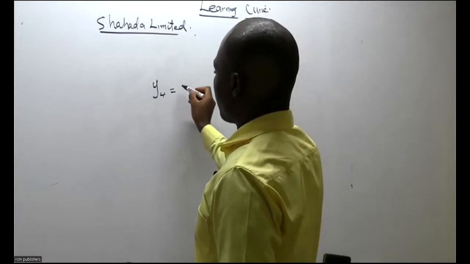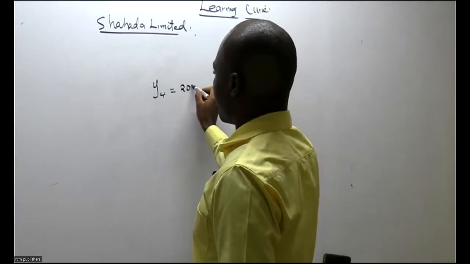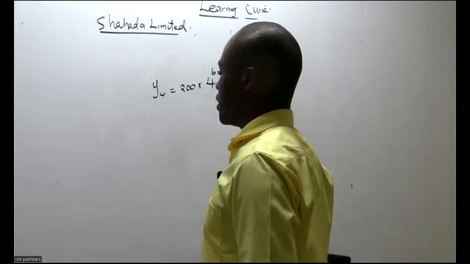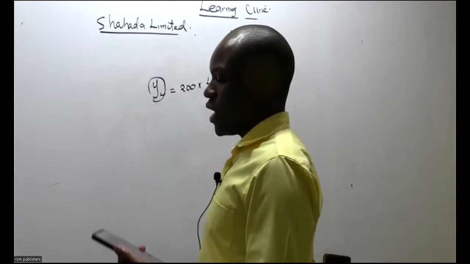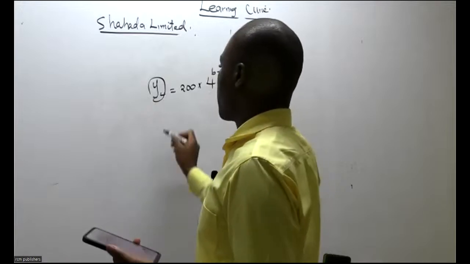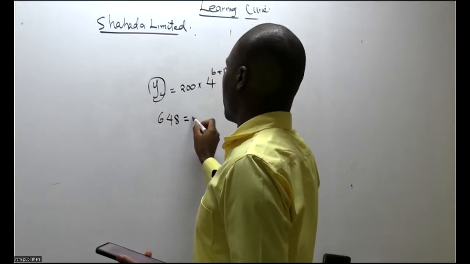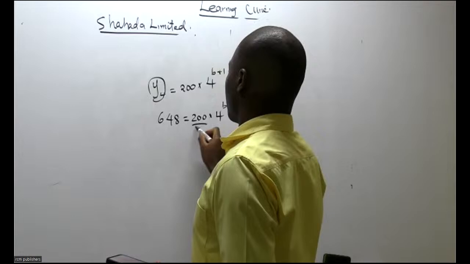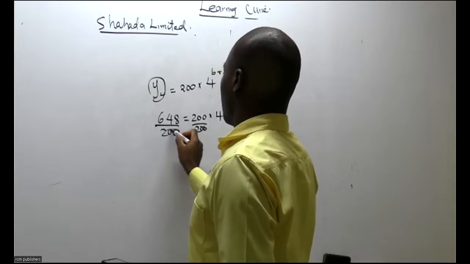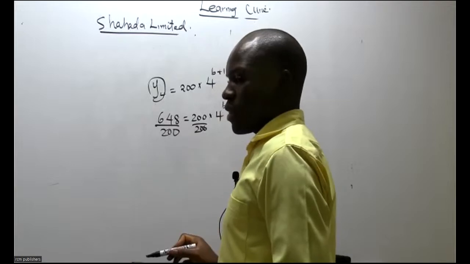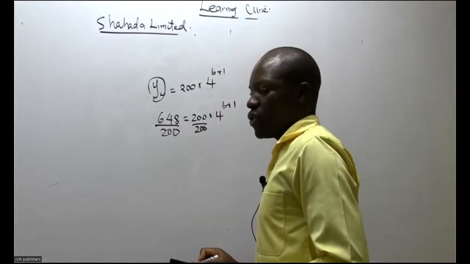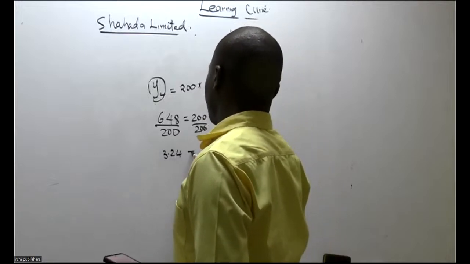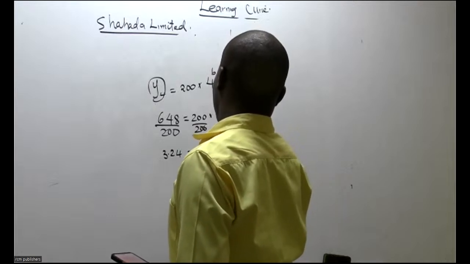Let's see if you are going to have something close to that. Y4 is equal to the hours for the first unit, you multiply by X, which is 4, raised to the power B plus 1. This one here, we already have it as 648. So 648 is equivalent to 200 by 4 raised to the power B plus 1. Divide both sides by 200. 648 divided by 200 gives us 3.24 is equal to 4 raised to the power B plus 1.